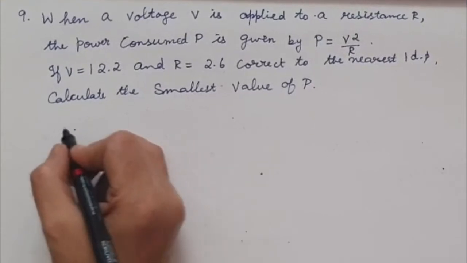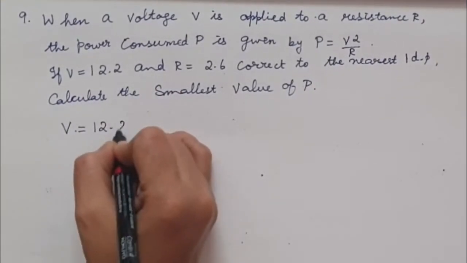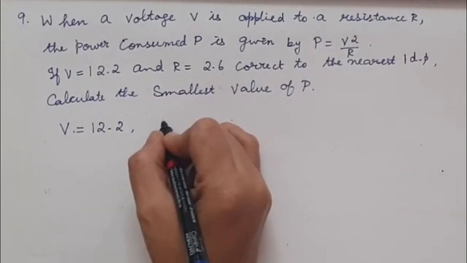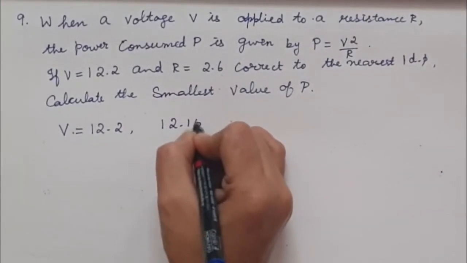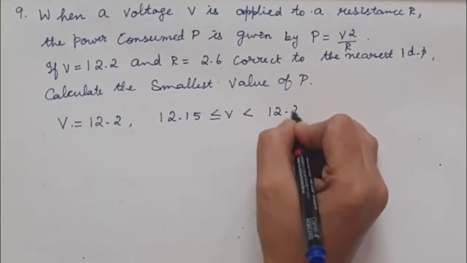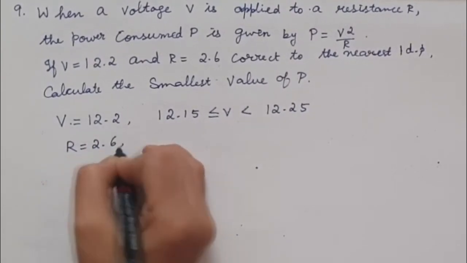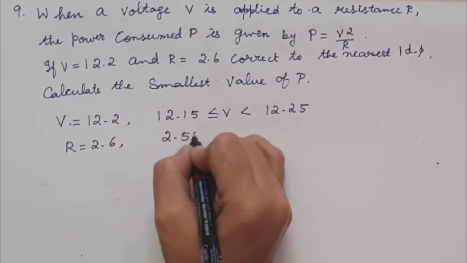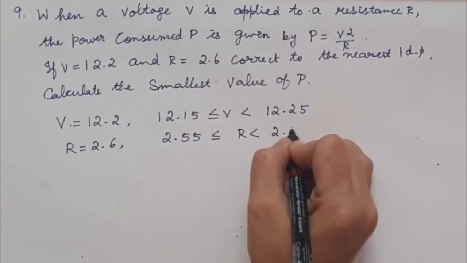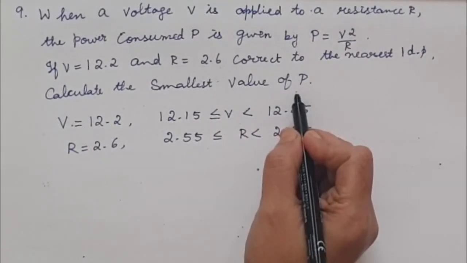Now, we have to write our values for V and R. So V is 12.2. When we write our lower bound and the upper bound, correct to the nearest one decimal place, it is 12.15 is less than or equal to V, which is less than 12.25. Then our R is 2.6. So it will be 2.55 less than or equal to R, which is less than 2.65. Now we need to calculate the smallest value of P.